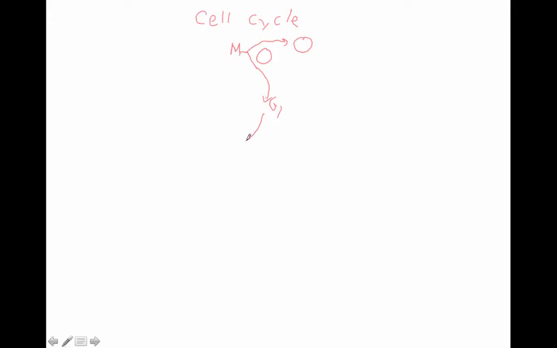And then from there, it goes into the S phase. And then from the S phase, it goes into G2. And then from G2, it goes back into M phase. And then we'll begin the cycle all again. Now, if you remember, the cell in G1 got a little bit bigger. In S, it copied the DNA. In G2, once again, it got a little bit bigger. And then in M phase, it segregated the chromosomes.